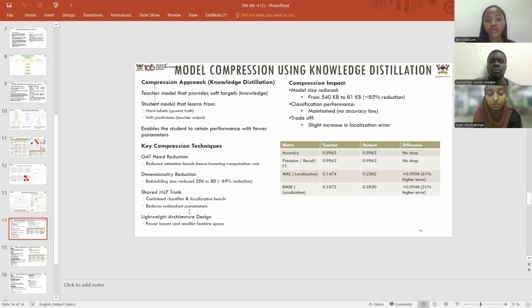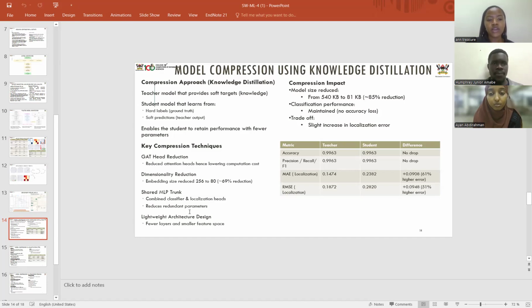So how was this student model developed? We began by, our original model had four attention heads. So we reduced the attention heads to 2, hence lowering the computational costs. And the dimensionality reduction, we reduced the dimensionality from 256 to 80. It was done mainly on the classification head and the localization head.